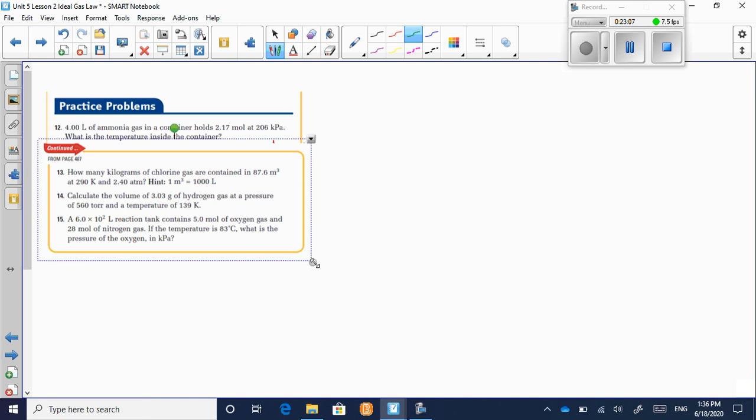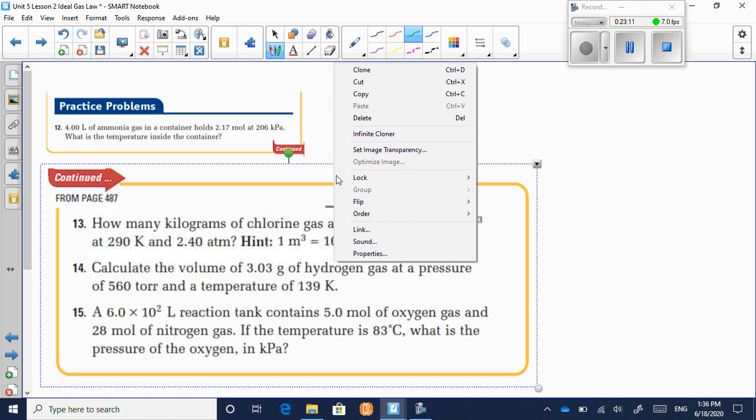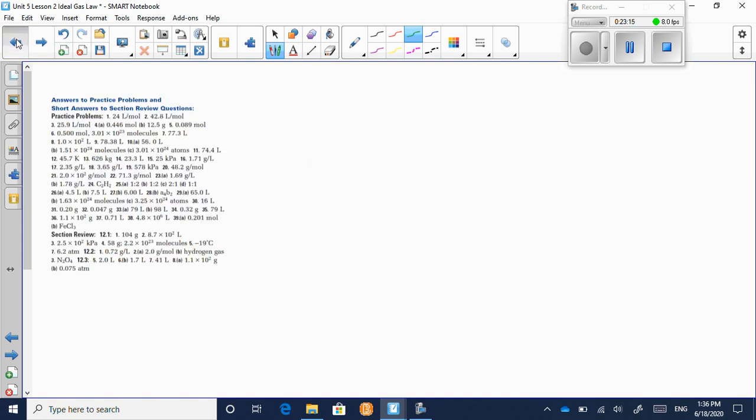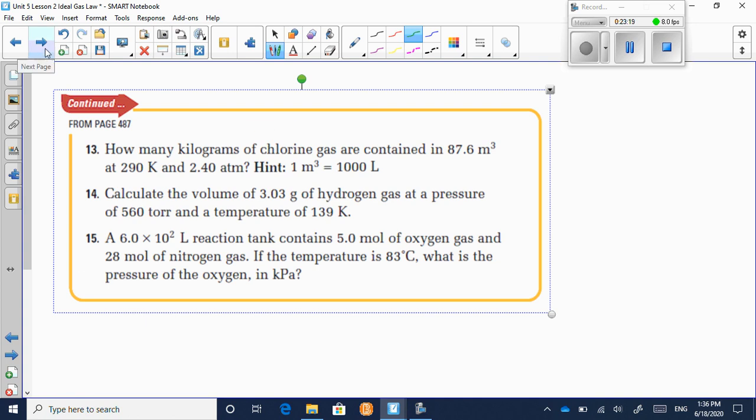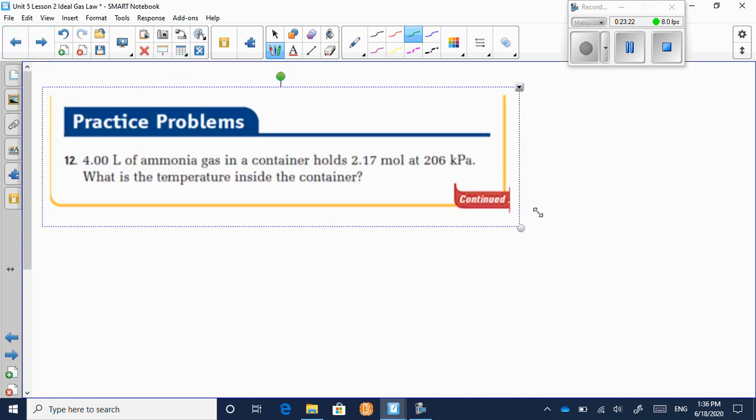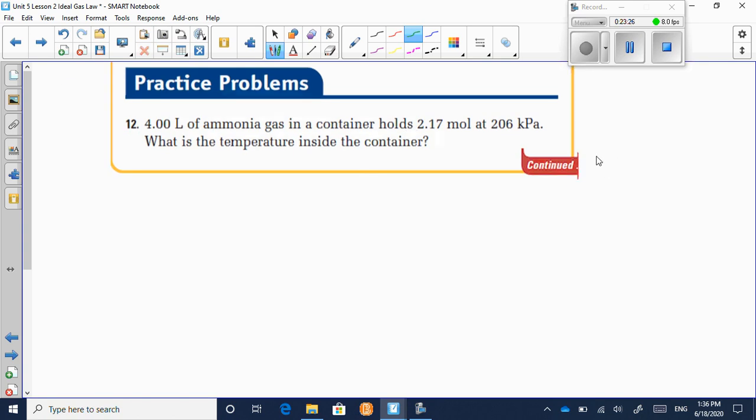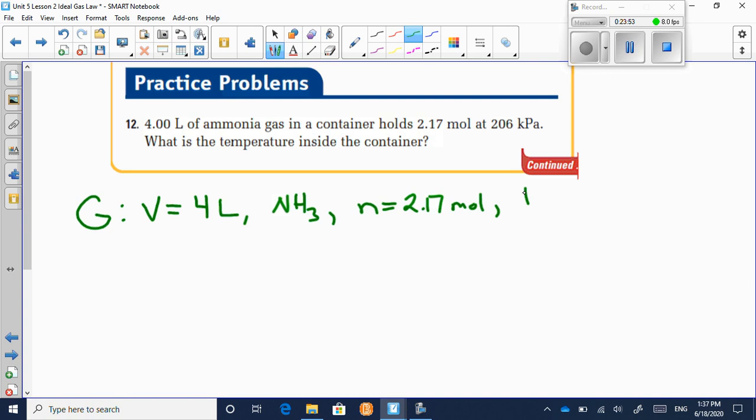Here we go. Here were some questions. Let me do one as an example. What I'll do is I'll just move these ones to the next page. So you guys can do 13, 14, and 15 for homework. Why don't we all do this one together? So here we go. Number 12, it says you've been given 4 liters of ammonia gas. So I'm given a volume equal to 4 liters, and it's ammonia, NH3. It's a container that holds 2.17 moles, at a pressure of 206 kPa. It says required, what is the temperature inside the container?